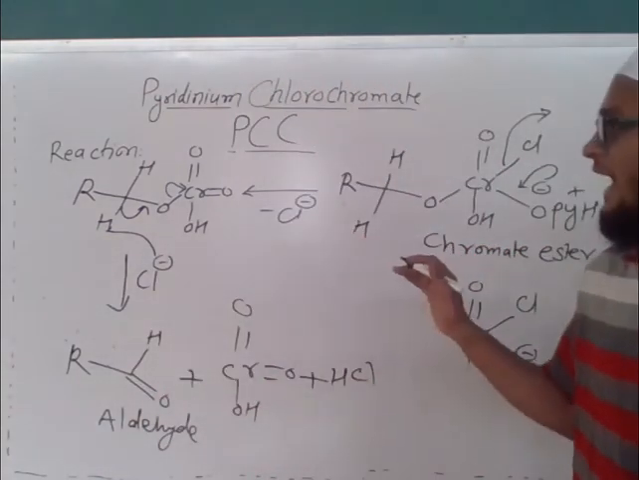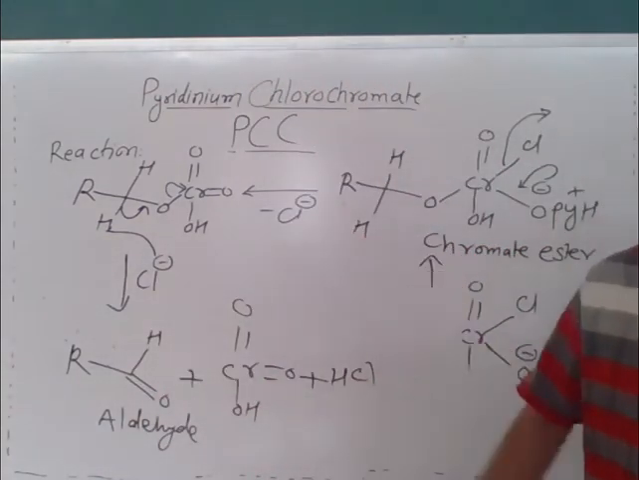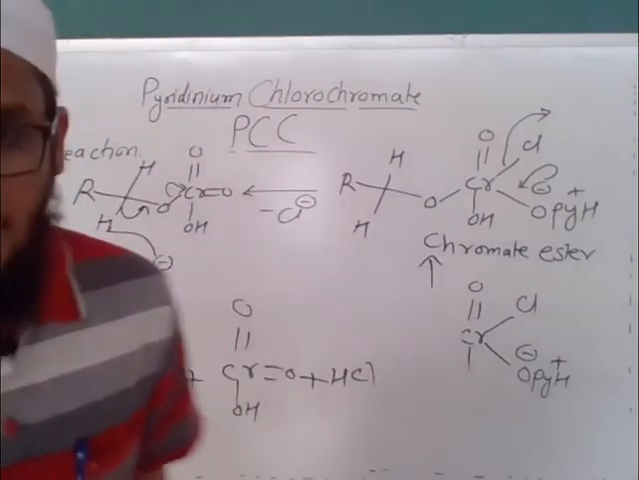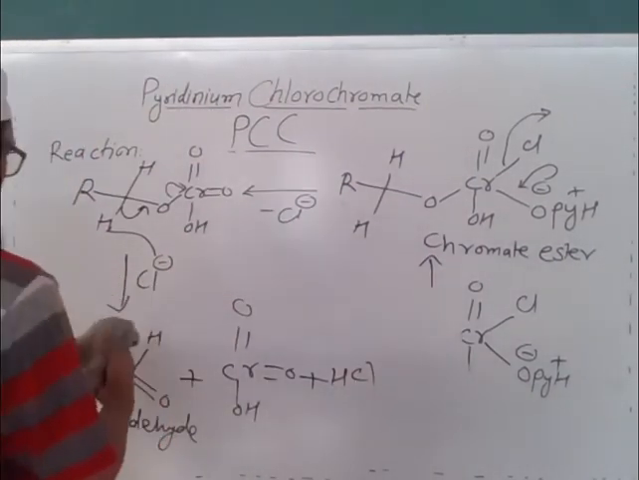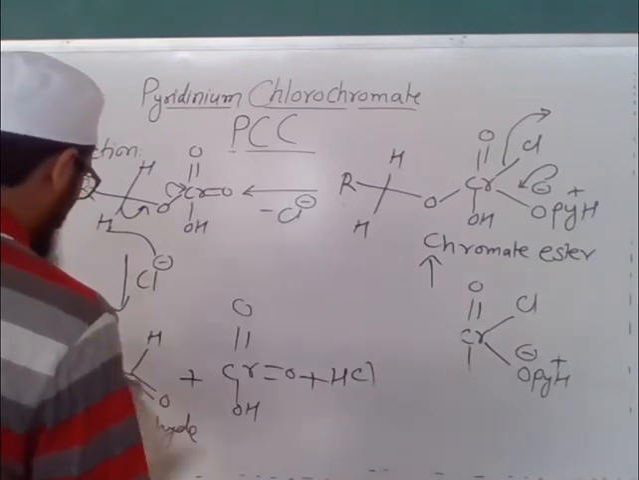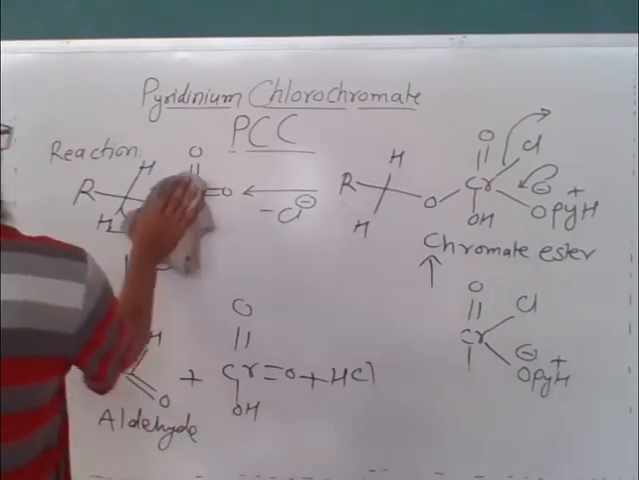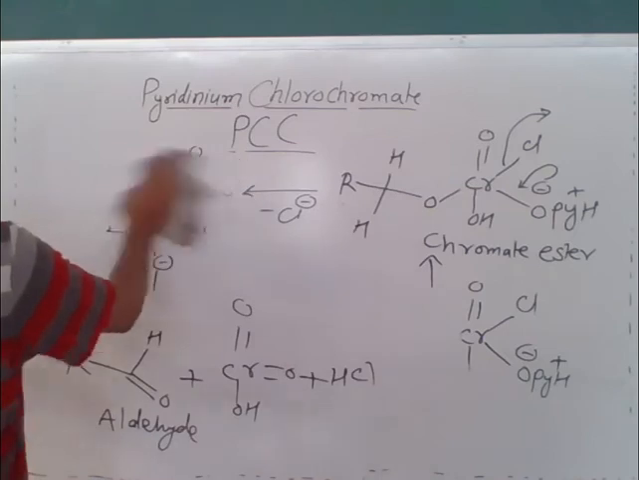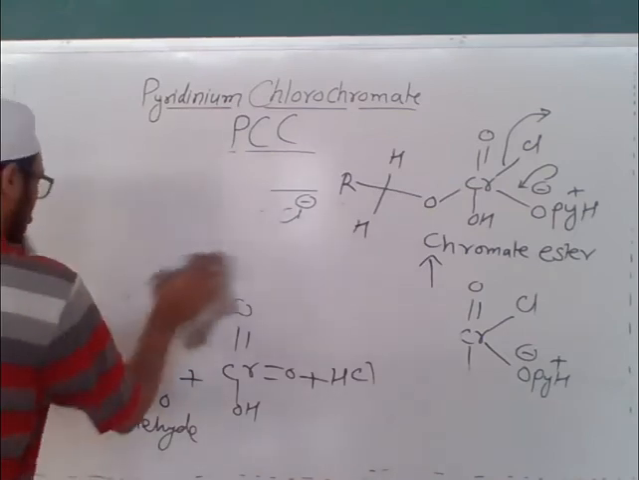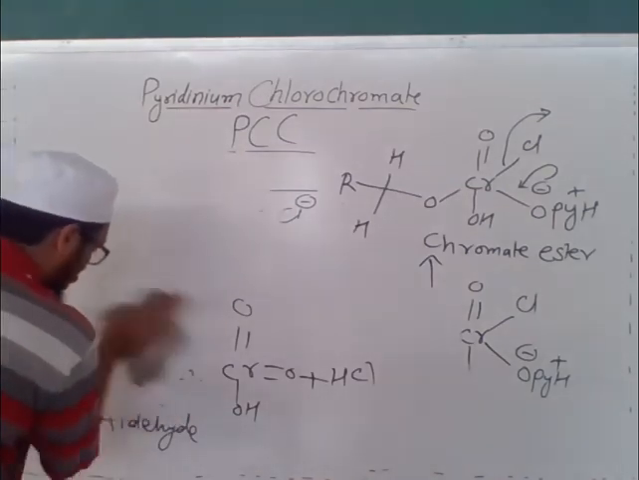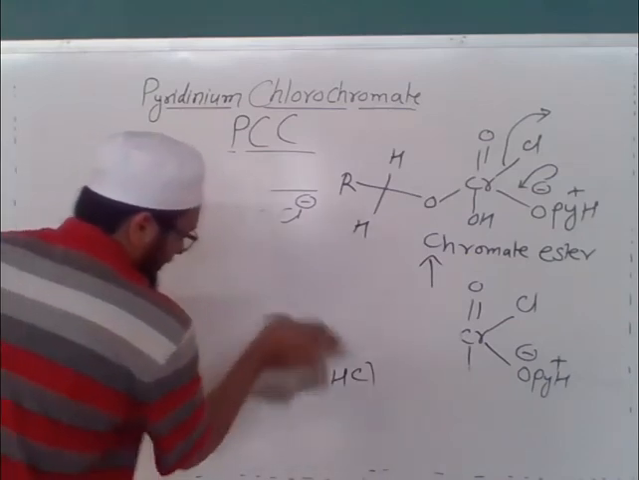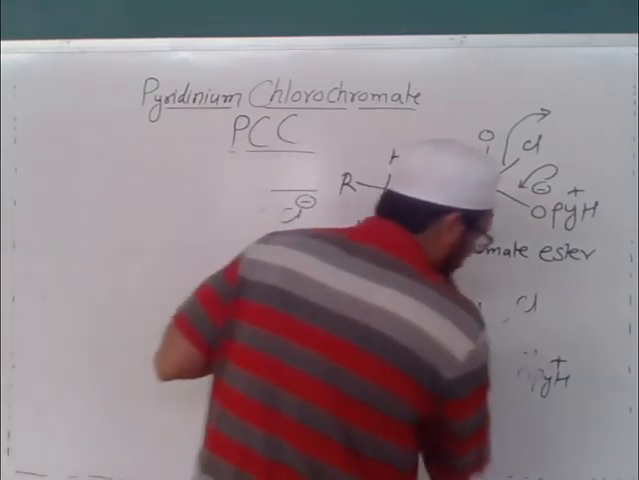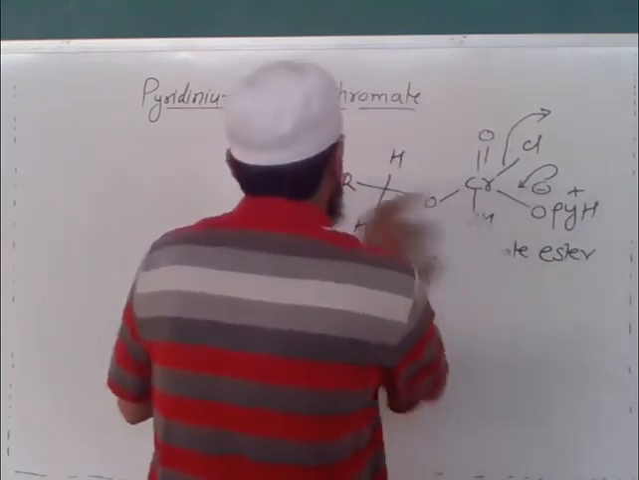Now the same mechanism will be followed for the secondary alcohol. Let me write for the secondary alcohol. The conversion of secondary alcohol to ketone with the help of the reagent. Which reagent is it? It is our pyridinium chlorochromate.